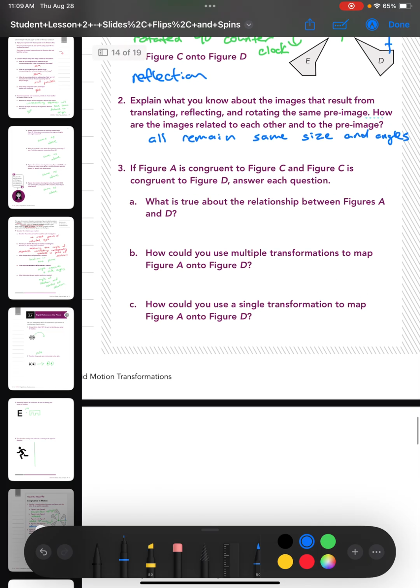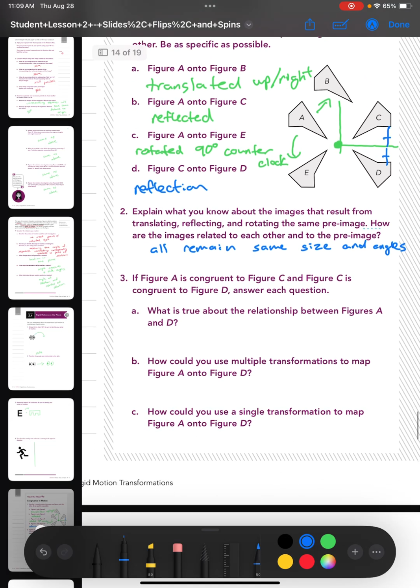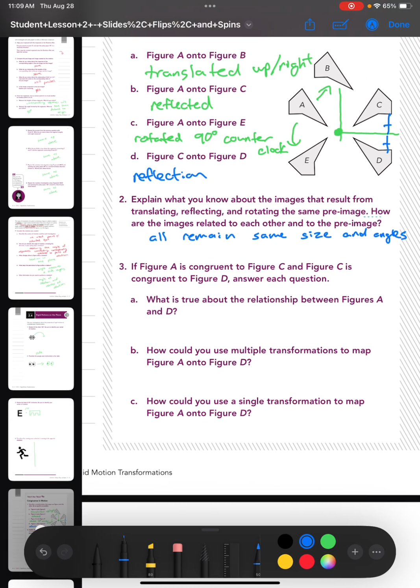Okay, with 3, figure A is congruent to figure C. If you look at those two, and figure C is congruent to D, answer each question. So what is true about the relationship of figure A and D? Again, this is a concept that if A is equal to C and C is equal to D, what that means is A has to be equal to D. So they must also be congruent.